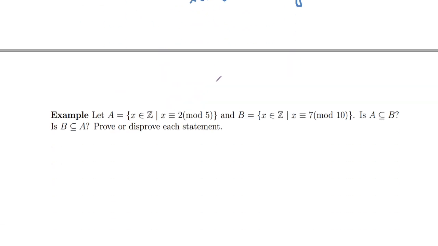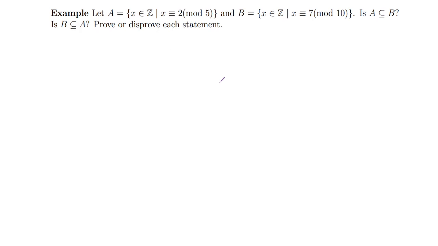Okay, so let's look at a specific example. Suppose that I give you the set A, and in set builder notation, we could read this as X is an element of the integers such that X satisfies this condition. The condition is that X is congruent to 2 modulo 5, or 2 mod 5, you could read it that way. And B is the set of integers that are congruent to 7 mod 10. The question is, is A a subset of B? Is B a subset of A? Could you prove or disprove each of these statements?